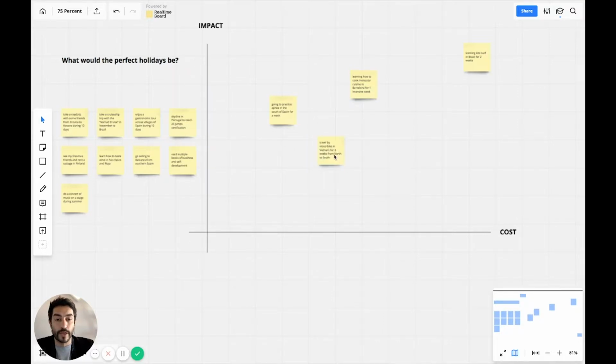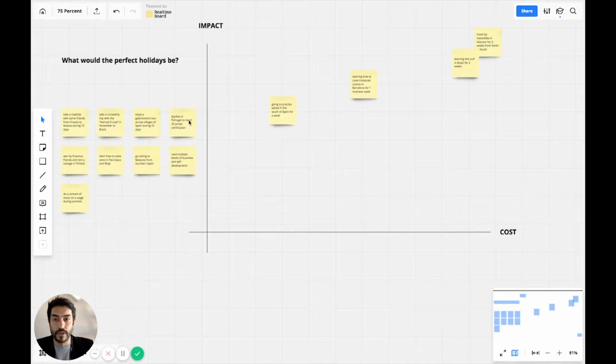Travel by motorbike in Vietnam for 3 weeks. You remember I took this example. That would be something similar to learning to kite surf in Brazil. That would be eventually even higher cost, higher impact as well, because this is a trip for a lifetime. So I could move back a little bit my learning to kite surf in Brazil to the left. You see already that all our ideas are relative to one each other. So that's why moving them is extremely important, especially if you're moving them on a physical wall and the whole team participates. You can very much visualize one to the other.